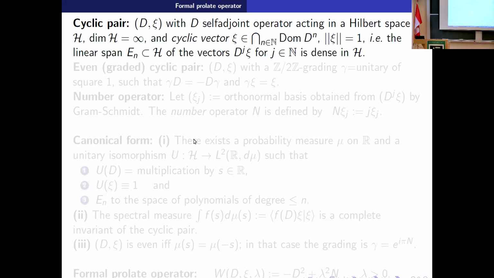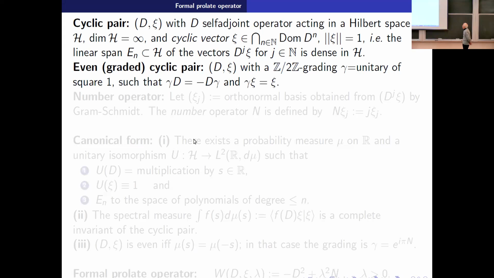Simple enough. It's a pair made from a self-adjoint operator, D, acting, of course, on a Hilbert space of countable dimension, and a cyclic vector, which is in the domain of all the powers. And it's cyclic, and it's of norm 1. It's cyclic in the sense that if you take the linear span of the first n plus 1 powers, because you start with 0, and you call it E_n, the spaces form a net which is dense in H.